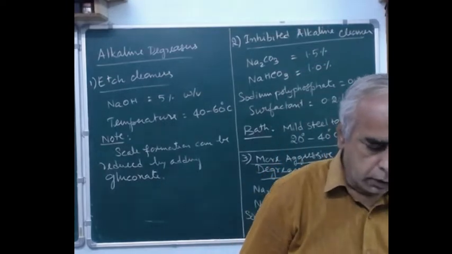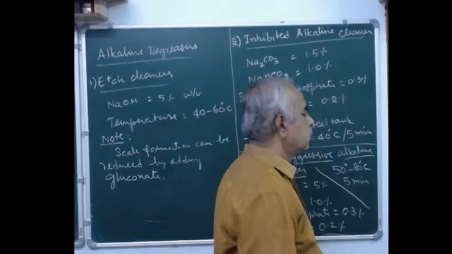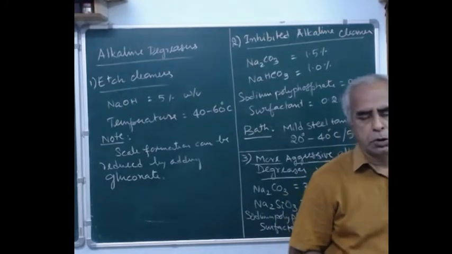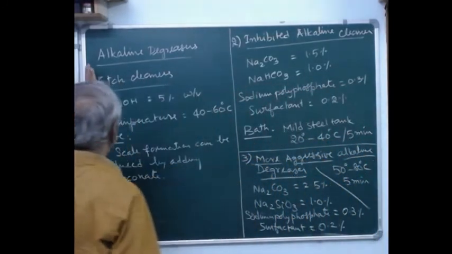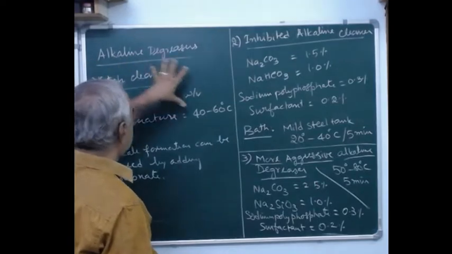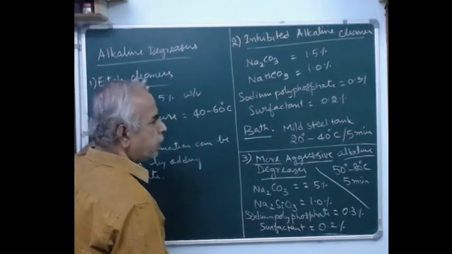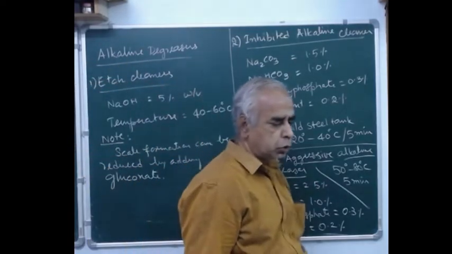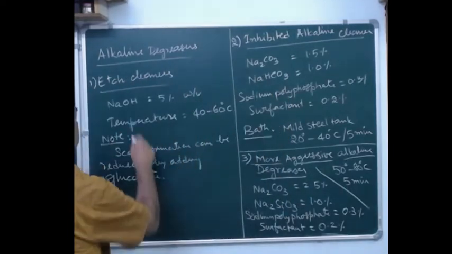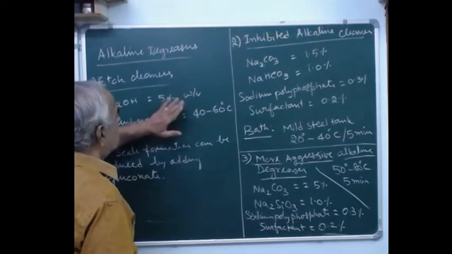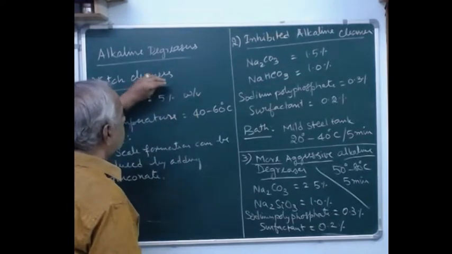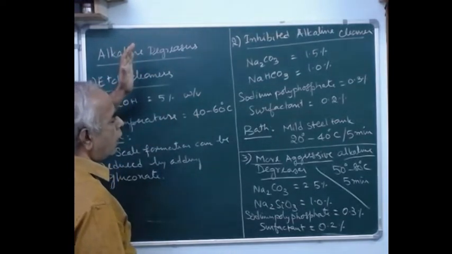Now let me discuss some important compositions of alkaline degreasers. Let me take it up straight away. The alkaline cleaner consists of sodium hydroxide, that is caustic solution or caustic soda. So you can take 5% weight by volume, that is, you have to take 5 gram and make it up to 100 ml.